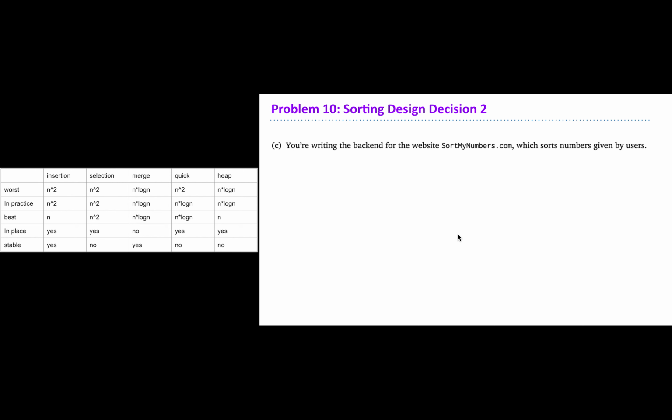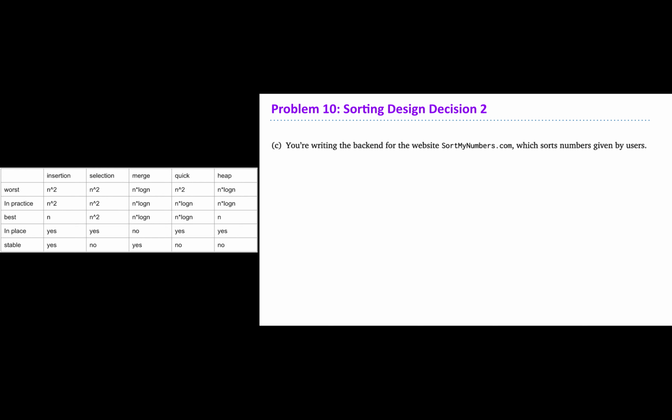Cool. Okay. You're writing the backend for the website sortmynumbers.com, which sorts numbers given by users. Also, fun fact, you can actually go to this website. One of the former TAs for this class made this website. If you go to sortmynumbers.com, you'll see a nice website that is basically exactly the prompt for this problem. It also has a pretty funny FAQ page. So if you have some extra time, you should definitely check it out.